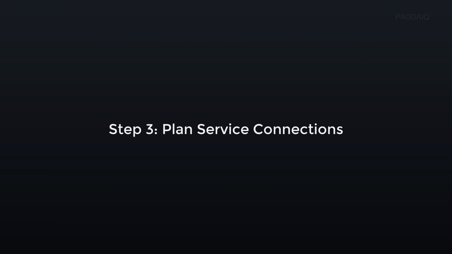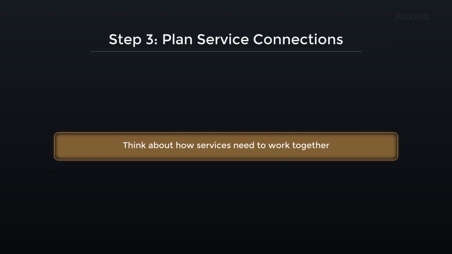Plan service connections for your SAP BTP solution. Think about how services need to work together. This means identifying which services must communicate to complete business processes. For example, your application might use SAP HANA for data storage and the SAP Launchpad service for user access, requiring them to interact securely. Proper planning ensures these integrations function smoothly from the start.